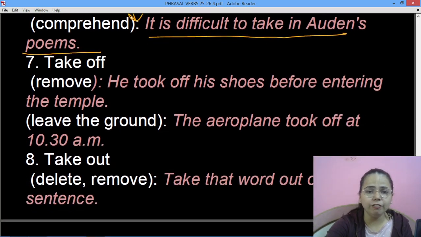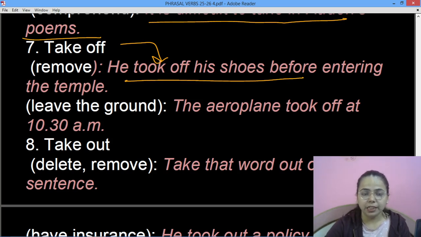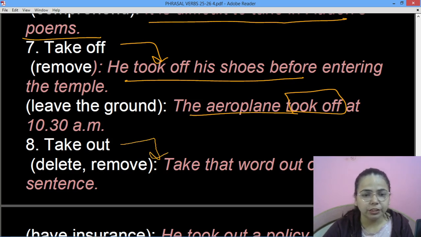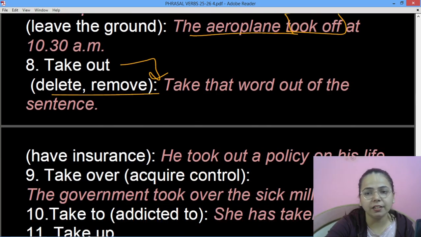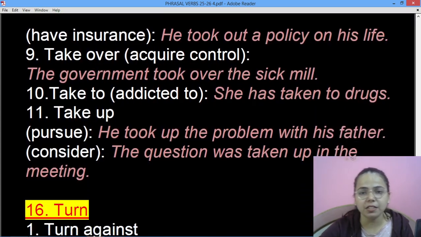And then take off means to remove something. He took off his shoes before entering the temple. Then leave the ground, the aeroplane takes off. तो ये तो you understand कि the aeroplane has taken off. Then take out means to delete or remove something, that is take that word out of the sentence. Or have the insurance, means he took out the policy on his life.